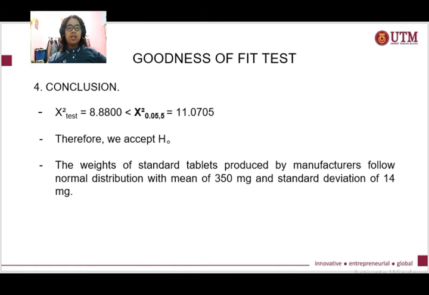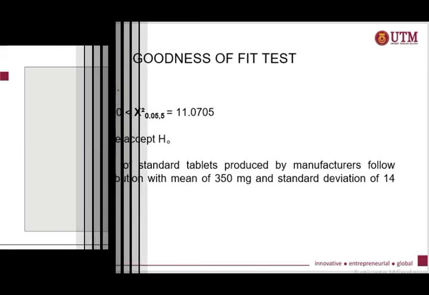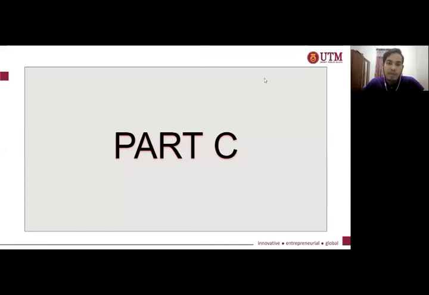As a conclusion, the chi-square test value, which is 8.88, is less than the chi-square from the rejection rule, which is 11.0705. The location of the chi-square test in the rejection rule graph is in the region of accepting H naught. Therefore, we will accept H naught. Then the weight of standard tablets produced by the manufacturer follows a normal distribution with a mean of 350 milligram and a standard deviation of 14 milligram. I will explain about part C in our case study.